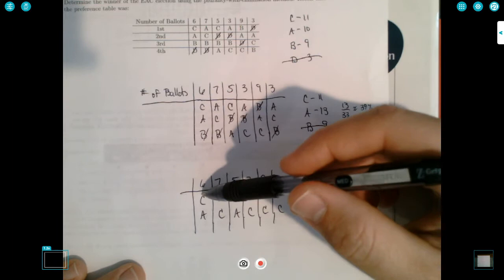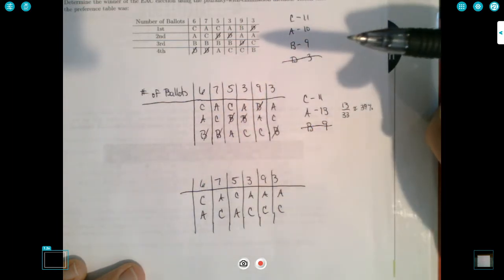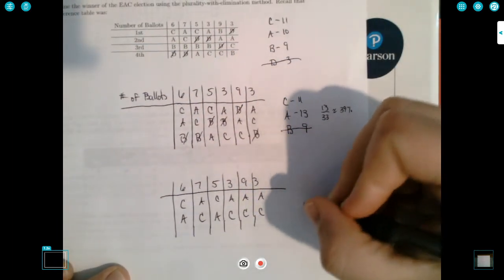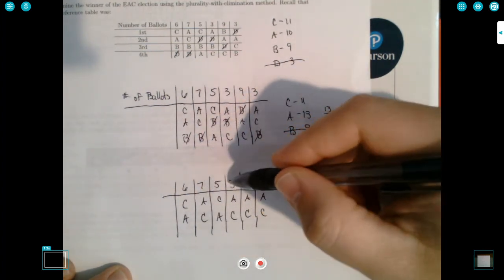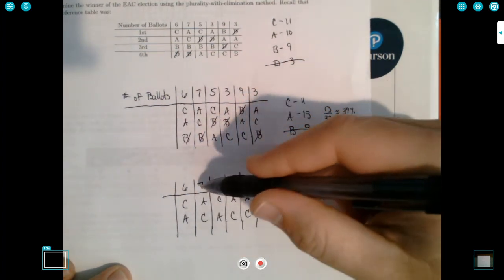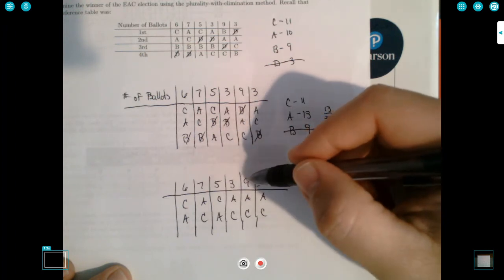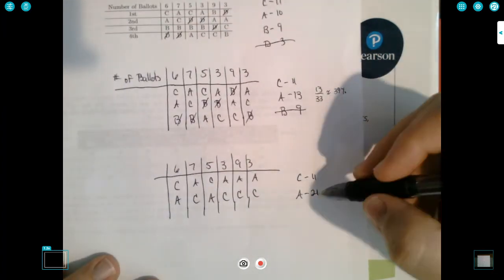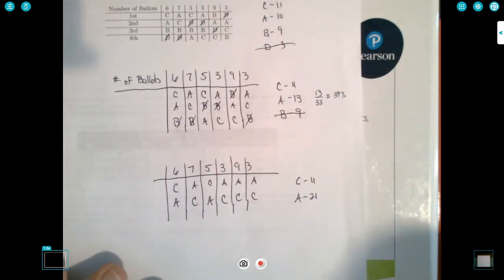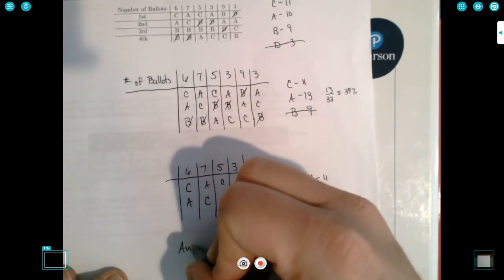Now Kareem still has 11 votes, but Anne has 7 plus 3 plus 9 plus 3. That's 10, plus 9 is 19, plus 3 more is 21. That's definitely the majority, definitely more than half. So Anne wins.